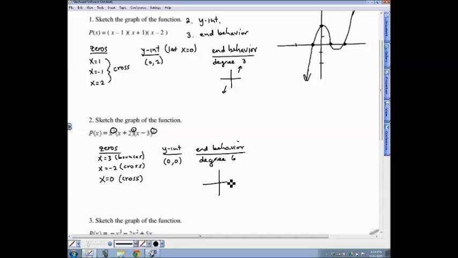Since it's even degree, the end behavior is going in the same direction. They're both either going up and up or down and down. Since the leading coefficient here is 1, it's a positive number. Both sides are going up, left side's going up, right side's going up.